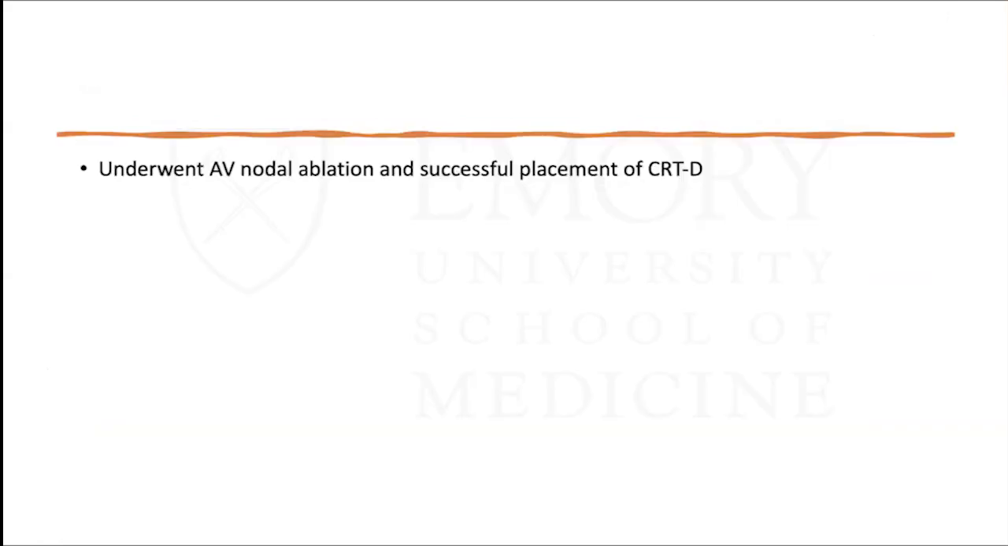So after a long discussion, she underwent AV nodal ablation and placement of a CRT-D. Notice we could have placed a CRT-P alone and not had the minor increase in risk from the placement of a defibrillator, but it was decided that if she were to undergo placement of a device, we would just make it a defibrillator, given this history of wide complex tachycardia, even though we are fairly certain that this was all in the setting of aberrancy.